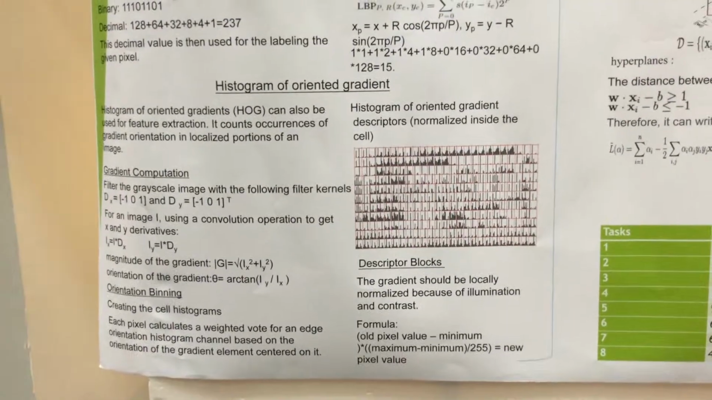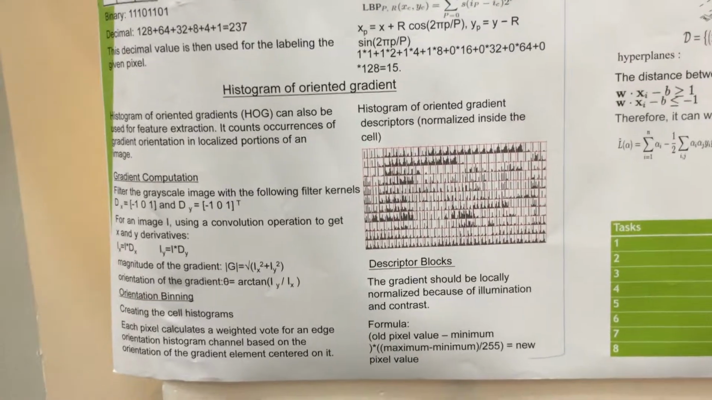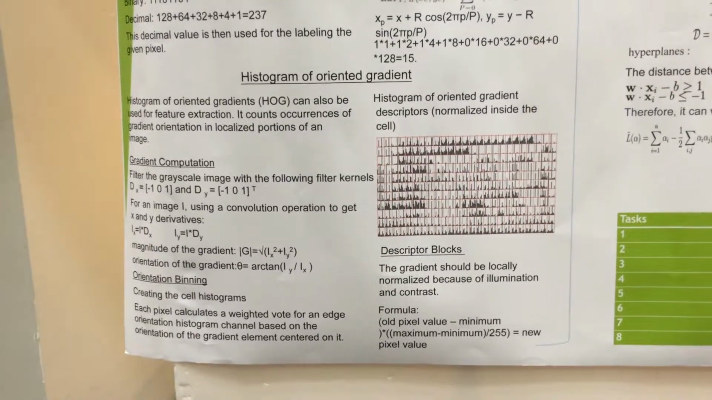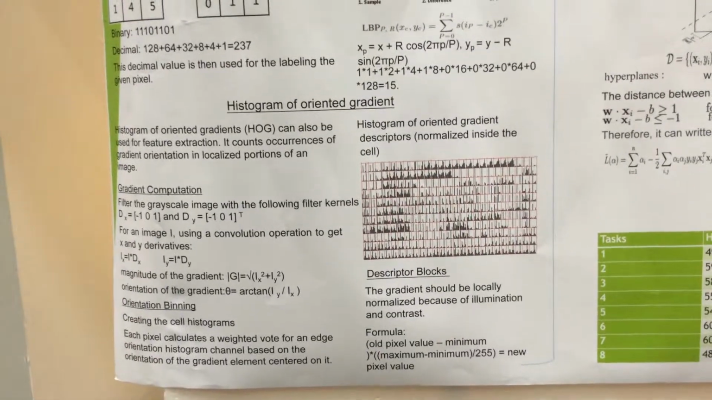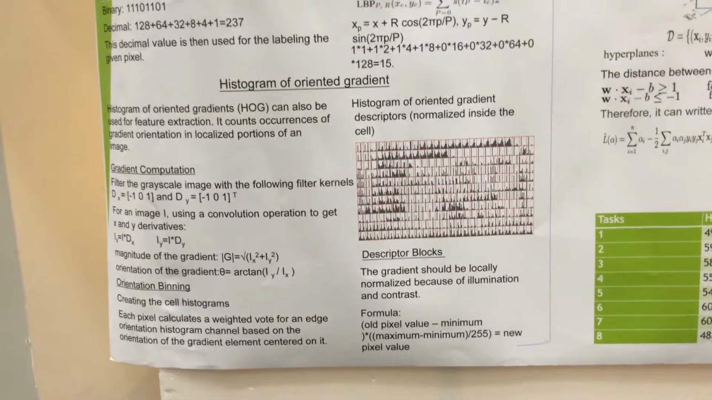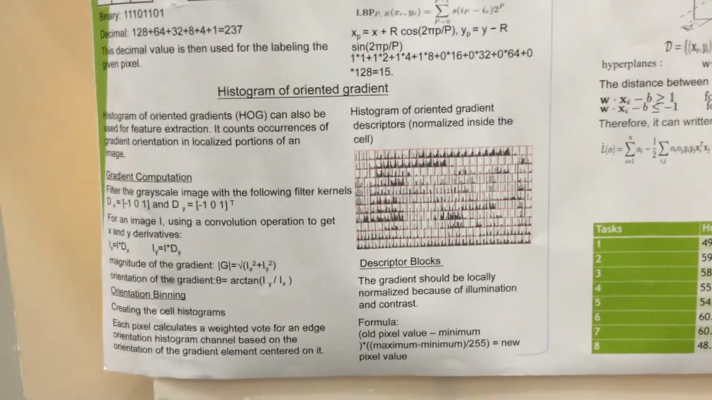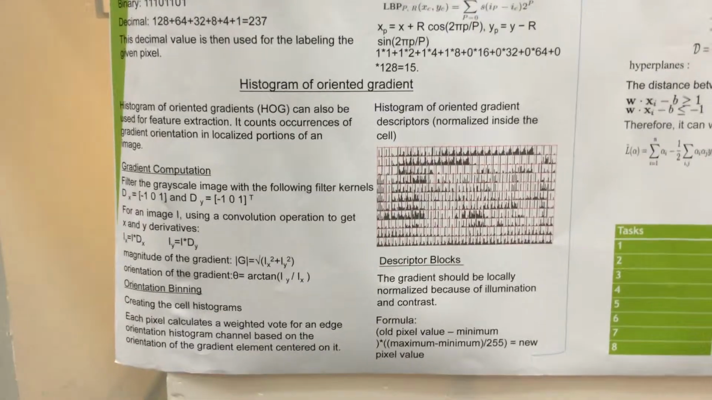The idea is to group the cells together into larger spatially connected blocks. The following formula is for the normalization. Normalization can ensure the low contrast regions are strengthened.